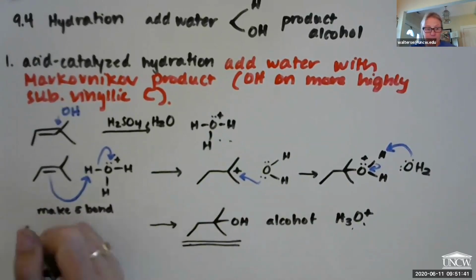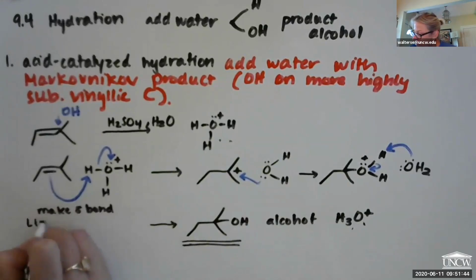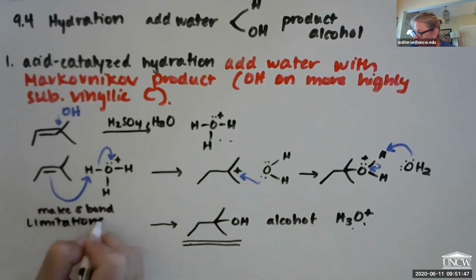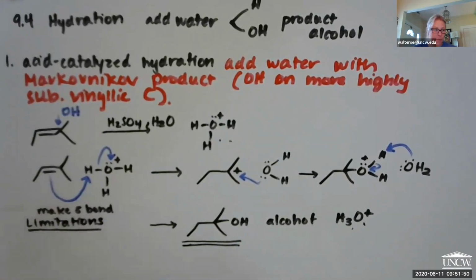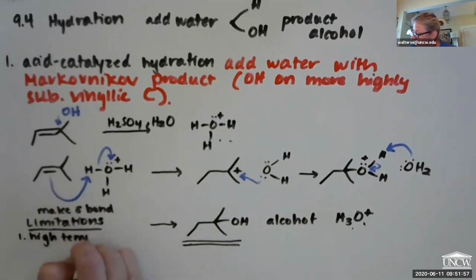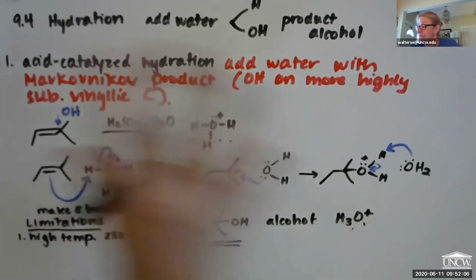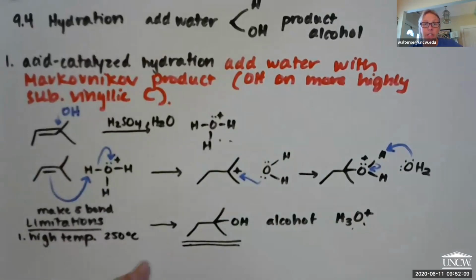Now, what I want us to think about a little bit is that there are some limitations to this reaction. Okay. The first is that you need high temperatures, like on the order of 250 Celsius. That's really hot. These reactions and this mechanism are much more suited to industrial purposes than academic or research purposes. The second is that you go through the carbocation intermediate, okay, which can cause two problems.